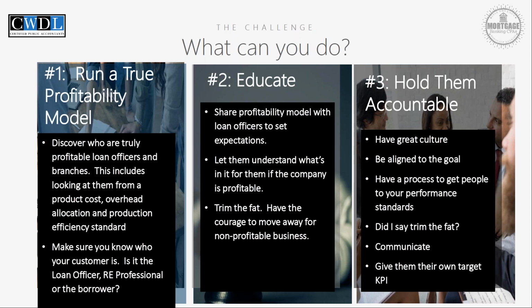And so, when you run into an environment where margins are compressed and the cost to manufacture a loan isn't necessarily gone down unless you've implemented some efficiency improvements like outsourcing and other things, you need to make sure that everybody is aligned on the company being profitable.